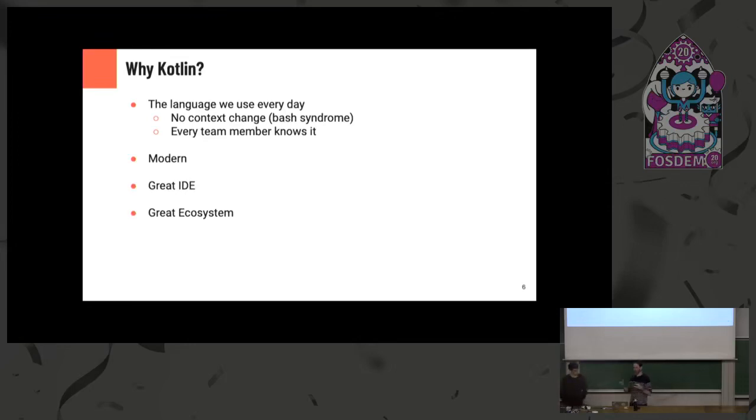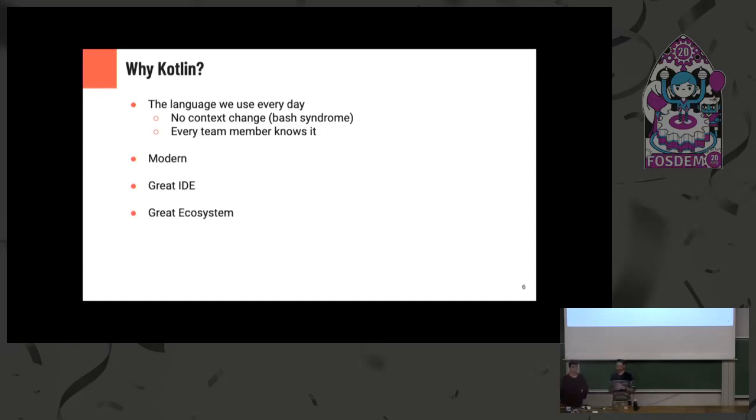So we don't have to change our brain and change our mental models to write our automation scripts. I call that the bash syndrome. I did write a lot of bash scripts in my life, and I never managed to remember how to work with arrays and lists, or just how to quote parameters and stuff. This is stuff I have to look up every time. With Kotlin, I'm using that every day, so I know how to do that.